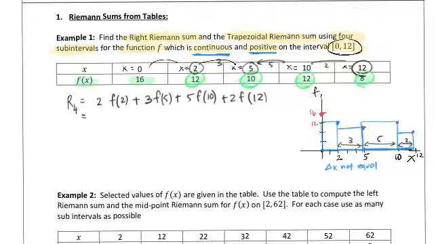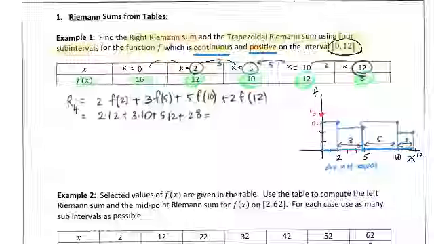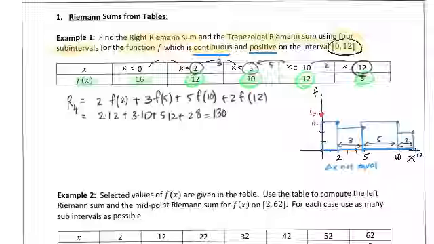So we want to be able to write that equation and then put in the numbers. 2 times 12 plus 3 times 10 plus 5 times 12 plus 2 times 8. And if you do this correctly, it's 24 plus 30 plus 60 plus 16, which comes out to be 130.